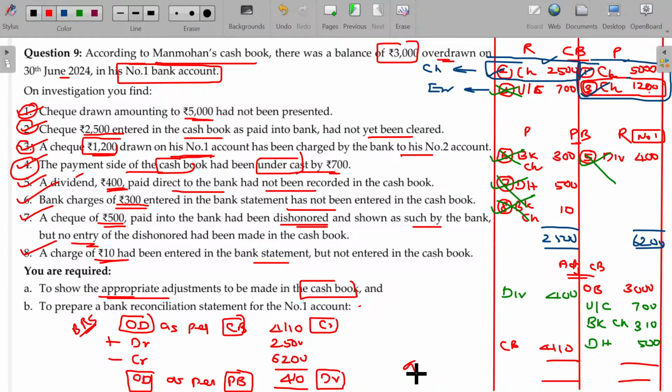Now, try to solve question number 2. Don't refer to the answer, try to solve question number 2. Finish up.